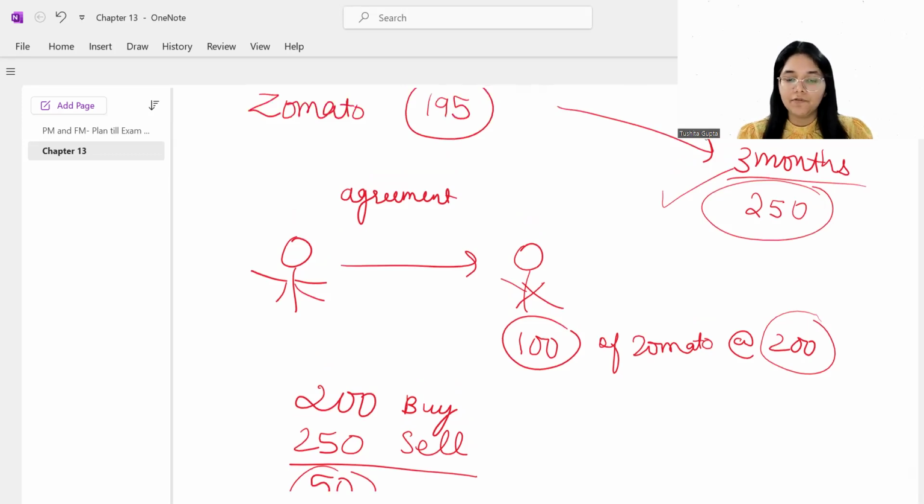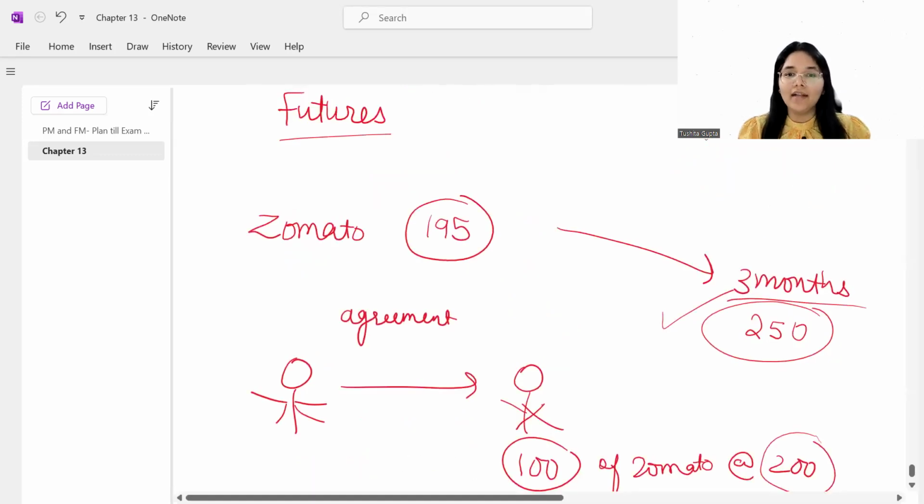So basically, in futures, you get into an agreement with someone that on a specified future date, at this specific price, this exchange is going to happen. It can either be for buying or it can also be for selling. So this is what a futures agreement is.